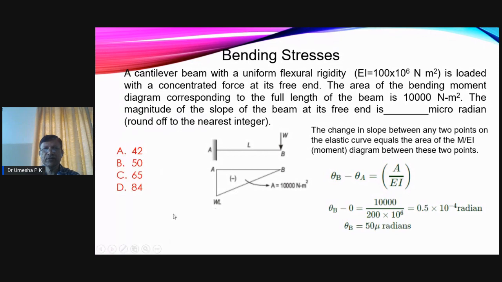So this is option B. EI should be 200 here. The flexural rigidity EI is equal to 200 into 10 to the power of 6 Newton meter square. By mistake it has come differently here, so we have taken 200 only. So 1 by 2 is equal to 0.5, and you will be getting 0.5 into 10 to the power of minus 4 radians. That can be written as 50 microradians. So option B is the correct one.